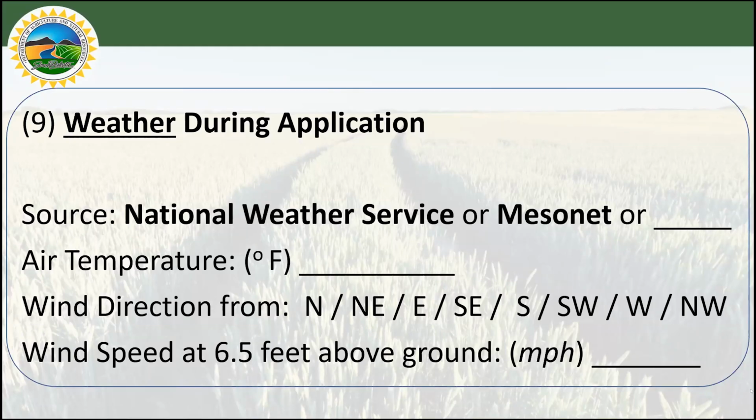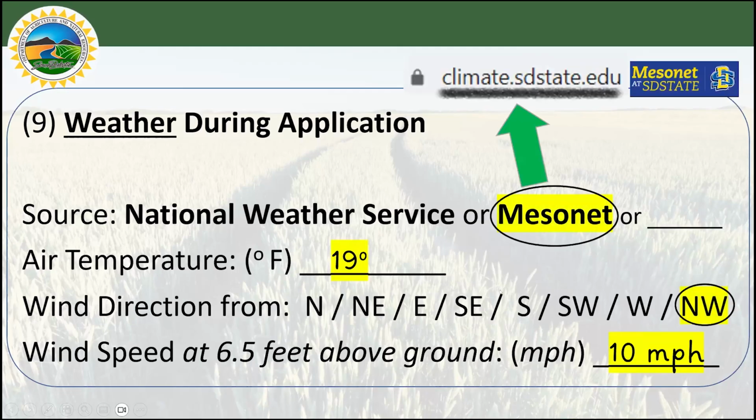The things that you need to keep track of are the air temperature and the wind direction, which way the wind is coming from, as well as the wind speed. So again, climate.sdstate.edu is where the Mesonet weather information is from, and there's getting more and more locations across the state. So it really makes it nice. And they have an applicator page where you can actually just have the weather information emailed to you. And that's a great way of recording what the information was for the station closest to where you're at.